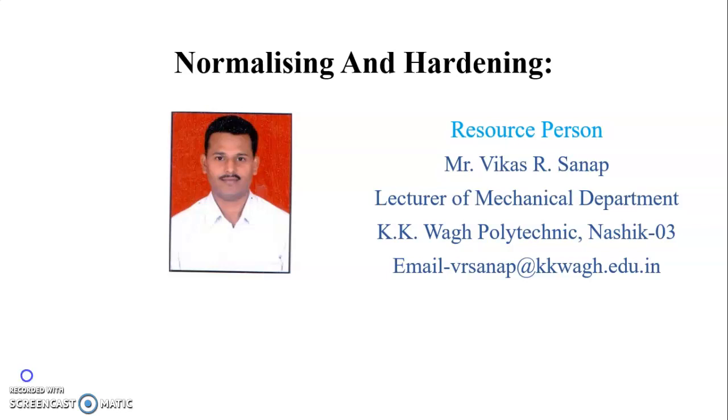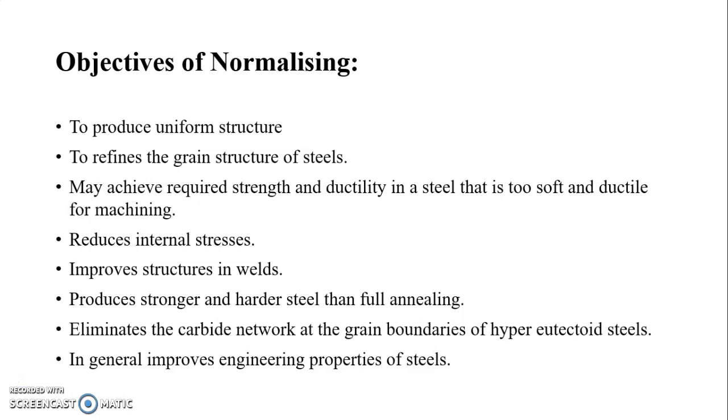So friends, normalizing or air quenching consists in heating steel to about 40 to 50 degrees Celsius above its critical temperature and holding it at that temperature for a short time and then cooling in air at room temperature. Normalizing is frequently applied as a final heat treatment process to products which are subjected to high stresses. So we will discuss the objective of normalizing in the next slide.